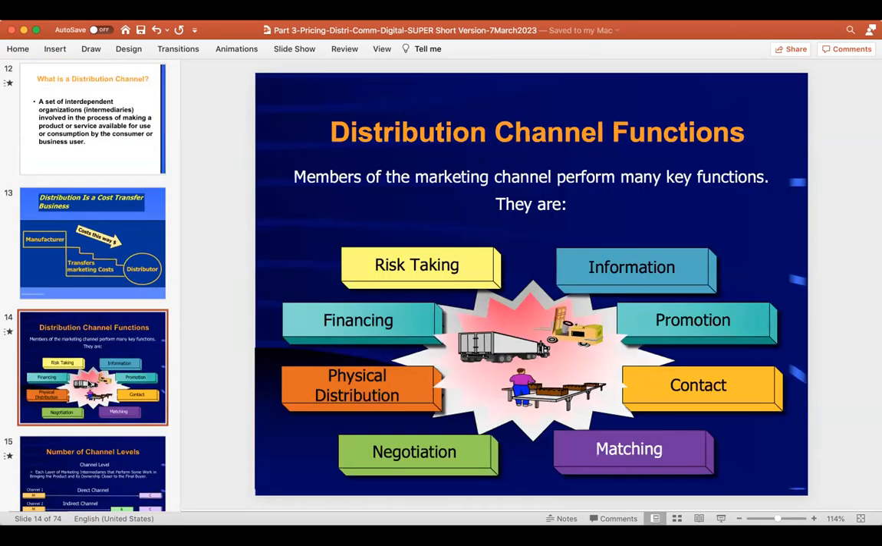So what's their specialty? Their specialty is to match the product with the customers, getting some information, promoting the product, taking some risk, financing, negotiating. So distributors are necessary because they take a piece. Distributors are important because they pay for your product.